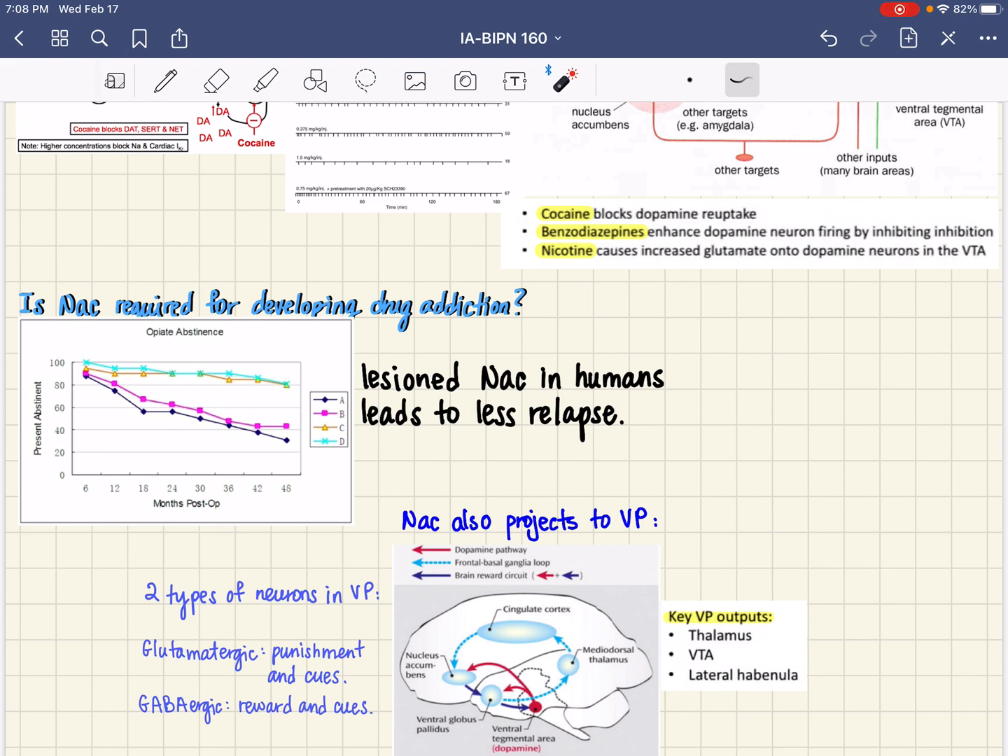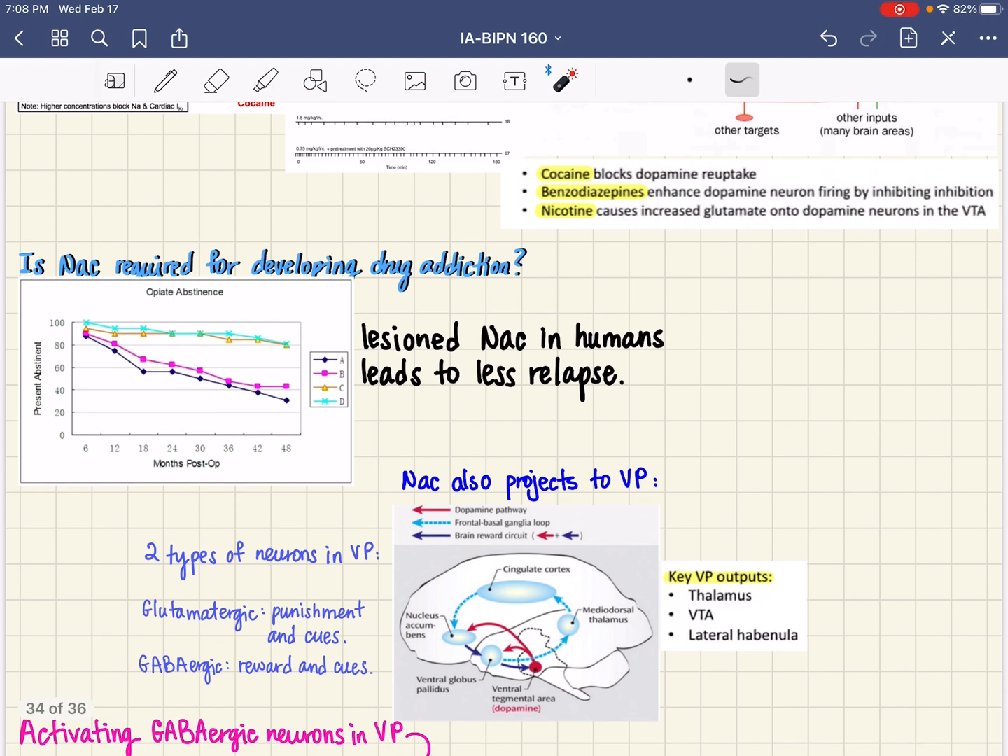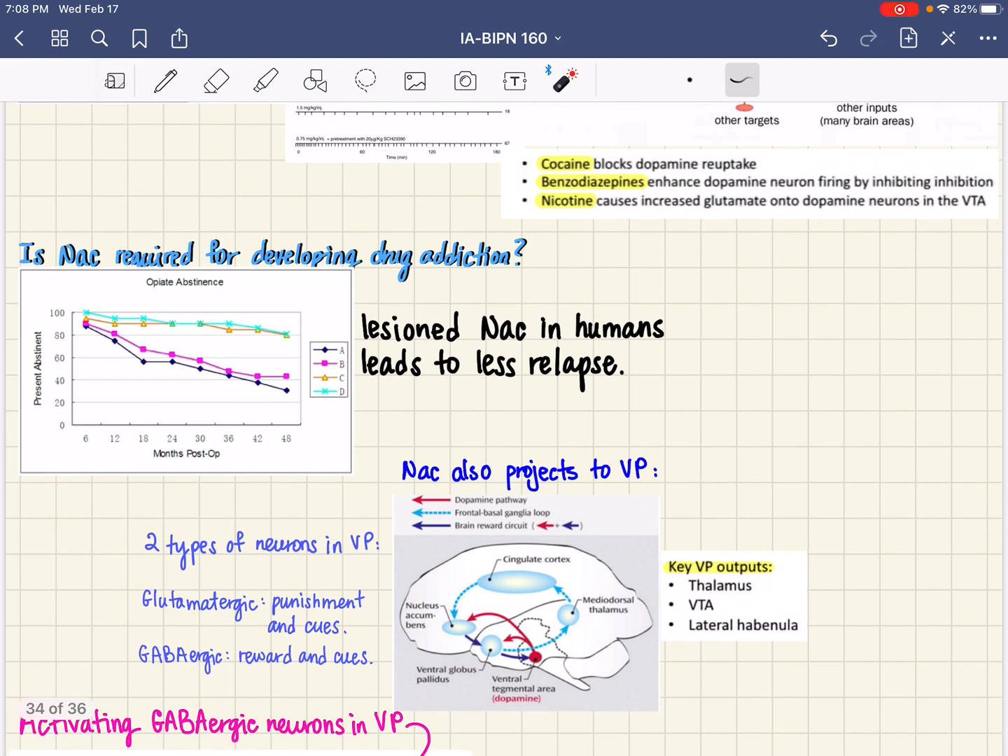So what the scientists did in human brains, which was very risky and illegal, is that they lesioned the nucleus accumbens of these people. And indeed, it showed that the people who had a lesioned nucleus accumbens had much higher abstinence levels. So they had less relapse and became more free of drug addiction.